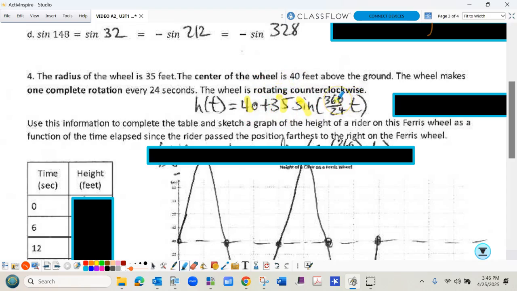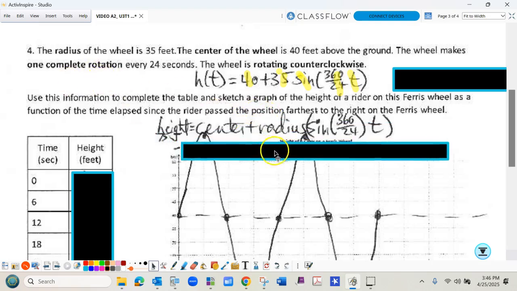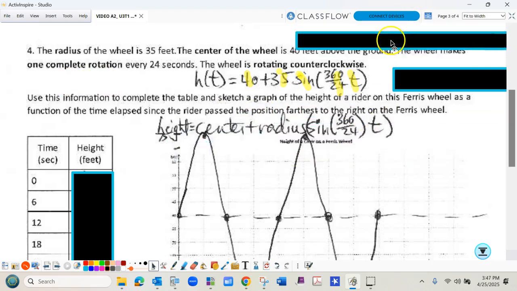I'm always going to take the 360 degrees in every circle and divide it by the 24 seconds. And then my variable in the equation is t. If I put it in my calculator, it'll go in y1, and then my t will become an x in the calculator. So this is how I find the height anywhere.